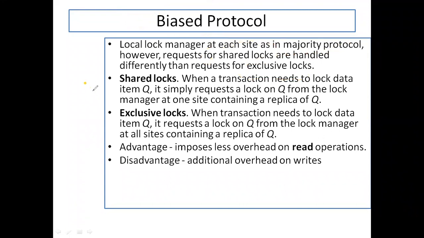Let's have a look at the shared lock. When a transaction needs to lock data item Q, it simply requests a lock on Q from the lock manager at one site containing a replica of Q. Now, exclusive lock: when a transaction needs to lock the data item Q, it requests a lock on Q from the lock manager at not a single site, but all sites containing a replica of Q.